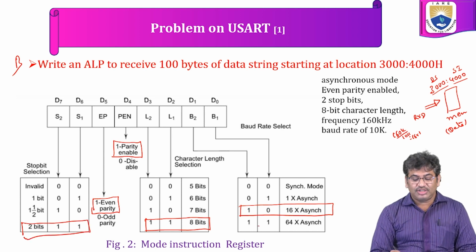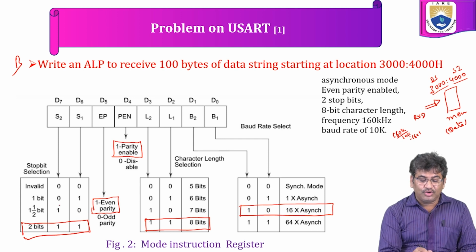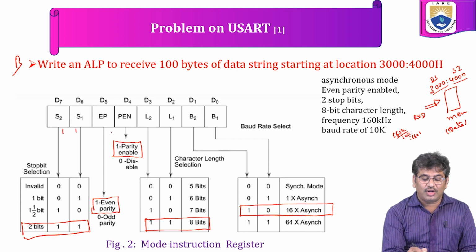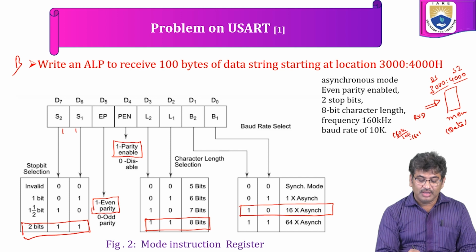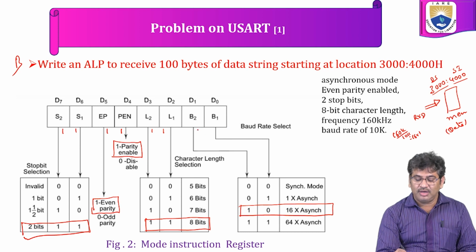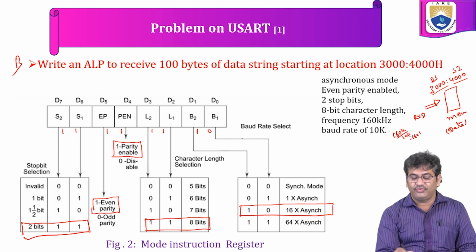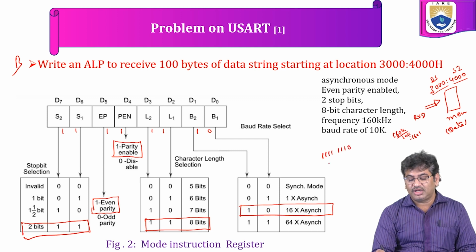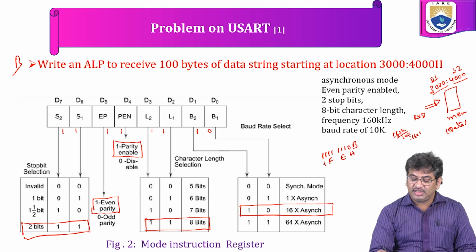So the mode instruction register value which we are going to write is: the last 2 bits as 11, from the MSB, 2 stop bits, even parity, parity enabled, 8 bit character length, 16:1 baud rate. So the value which we are going to load into the mode instruction register is FE. This is in binary format, this is in hexadecimal. So this FE value we have to load into the mode instruction register.